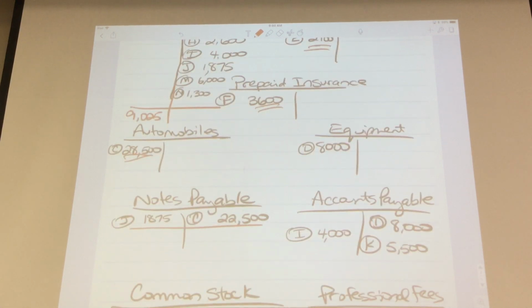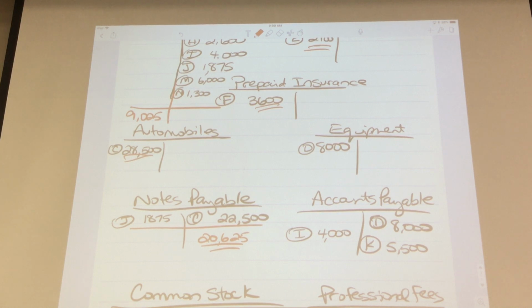You have the 22,500 less the 1,875. So then notes payable has a balance of 20,625. So it keeps its credit balance because that's the normal balance for a liability. Remember, the normal balance for the account is the increasing side. So assets are increased with debits, that's why their normal balance is debit. Liabilities are increased with credits, so their normal balance is a credit balance.